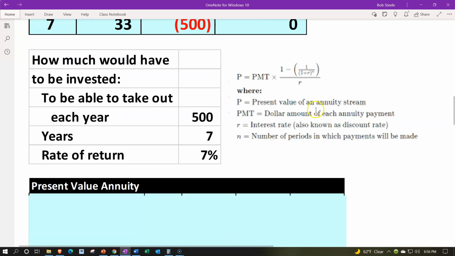So now we'll do it with the formula, which is a long, tedious formula. You can plug the information into here. You could say, all right, the P present value is going to equal the payment, which is going to be the 500, times 1 minus 1 over 1 plus R, 7%, to the N, 7, divided by R, 7%.